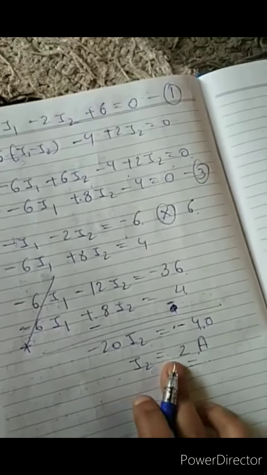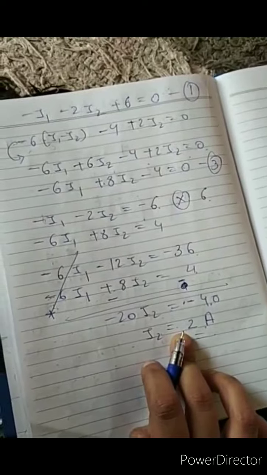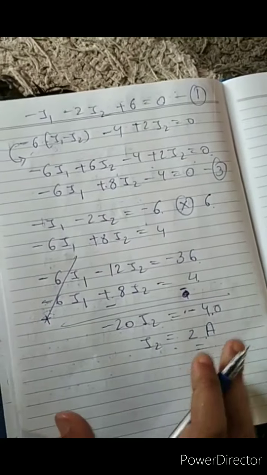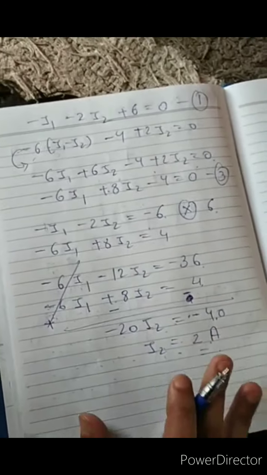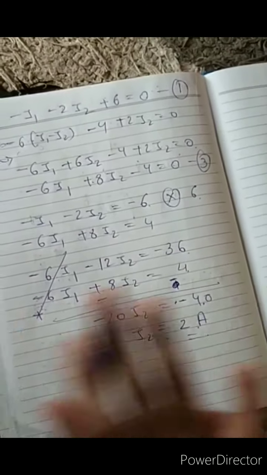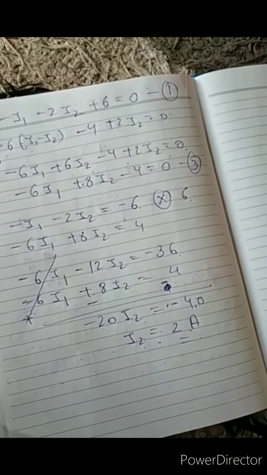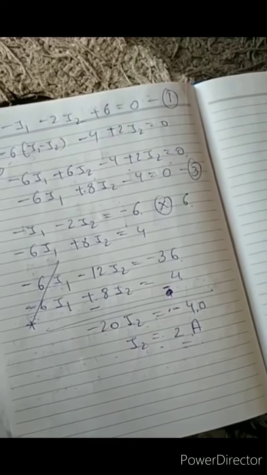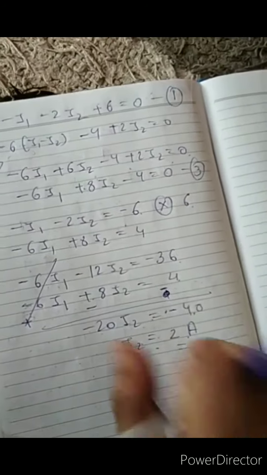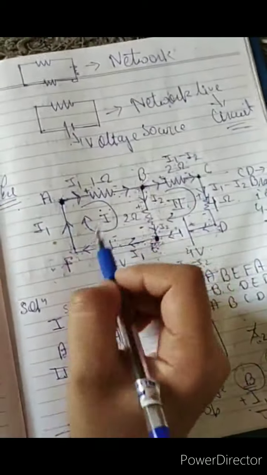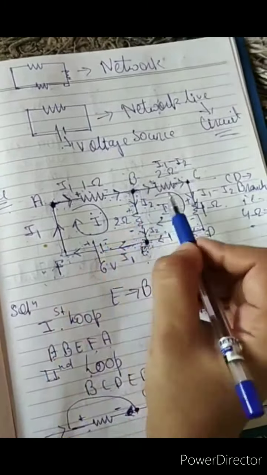Look, my sign is positive, my I2 is positive. It means whatever direction I have taken is perfect, is alright. Whatever direction of current I have taken is absolutely right. That's why it's plus. If you solve it in a different way, if you have chosen a different path and maybe your current direction is different, by chance the answer will be negative. So don't worry about it.